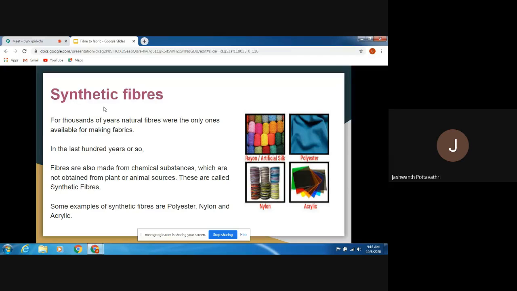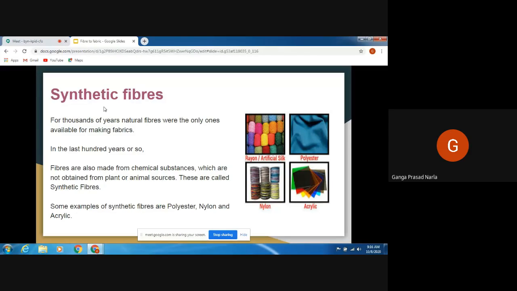Rayon, artificial silk, is separate. See, these are some examples. It is not only this; we have many synthetic fibers. Not only this, there are many synthetic fibers. These are some examples: polyester, nylon, acrylic, rayon. So many fibers are there with synthetic.